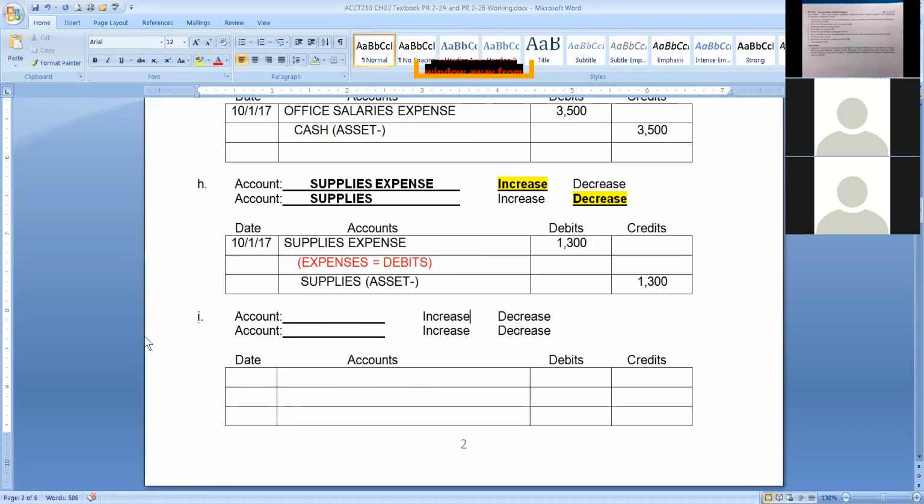All right, last one. Paid dividends. Well, we paid them with cash. So we paid them with cash, so cash would go down. And dividends, I think the book lists those as increasing.